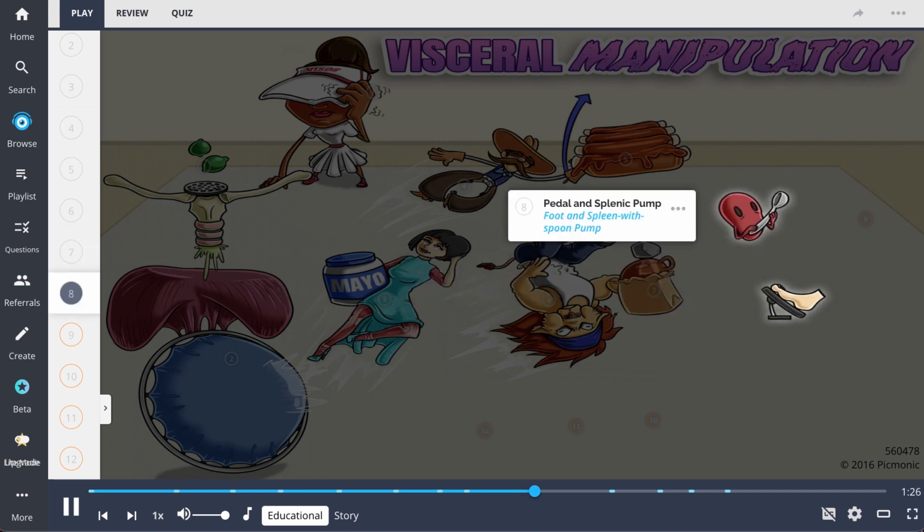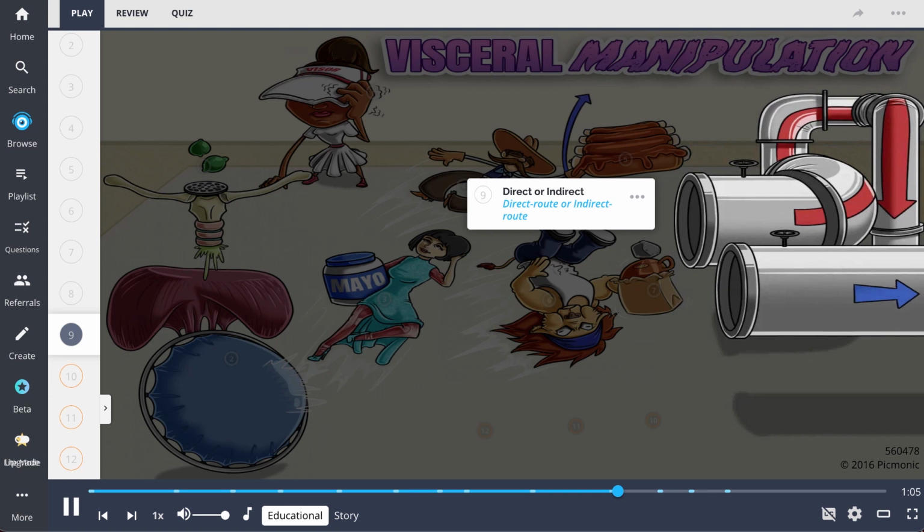The pedal and splenic pumps, represented by the foot and spleen with spoon pump, are another method to enhance lymphatic flow and circulation throughout the body, and can be helpful for patients with edema, frequent illness, or decreased mobility. But remember, these are both contraindicated in heart failure, and splenic pump is contraindicated in mononucleosis. The various techniques for visceral manipulation can be direct or indirect, shown here by the direct route and indirect route.